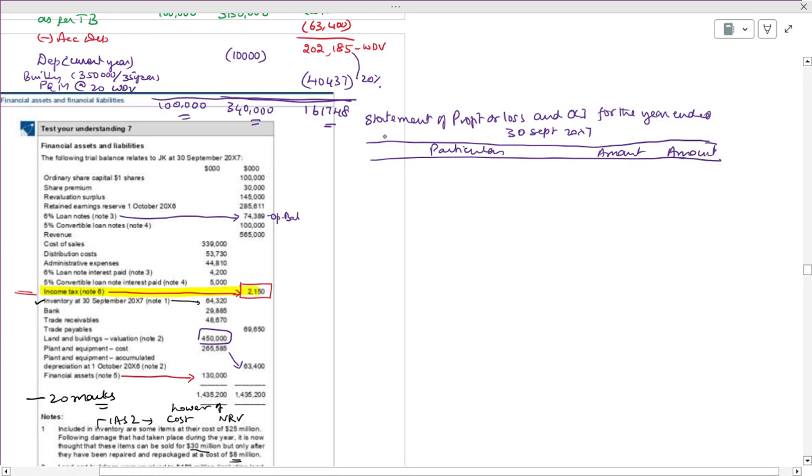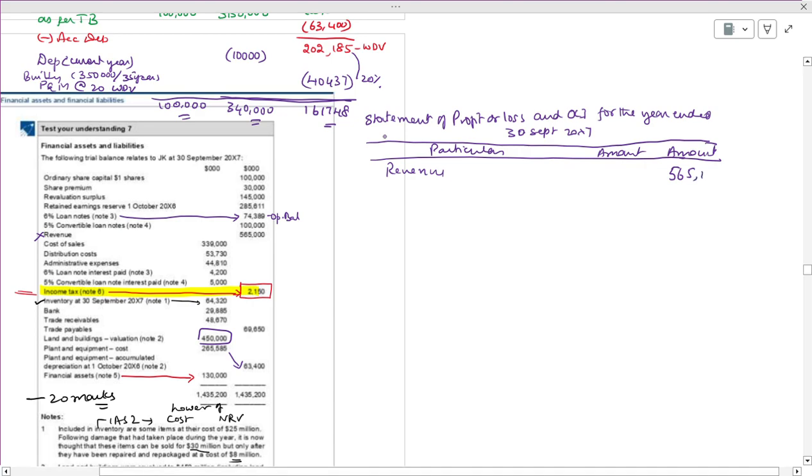Amount. Fine. First one. Where do we have to start? Sales revenue. Revenue. Is it right? Once it is done, put a cross mark here. Okay? In the examination also, make it a point. How much is the revenue? 565.